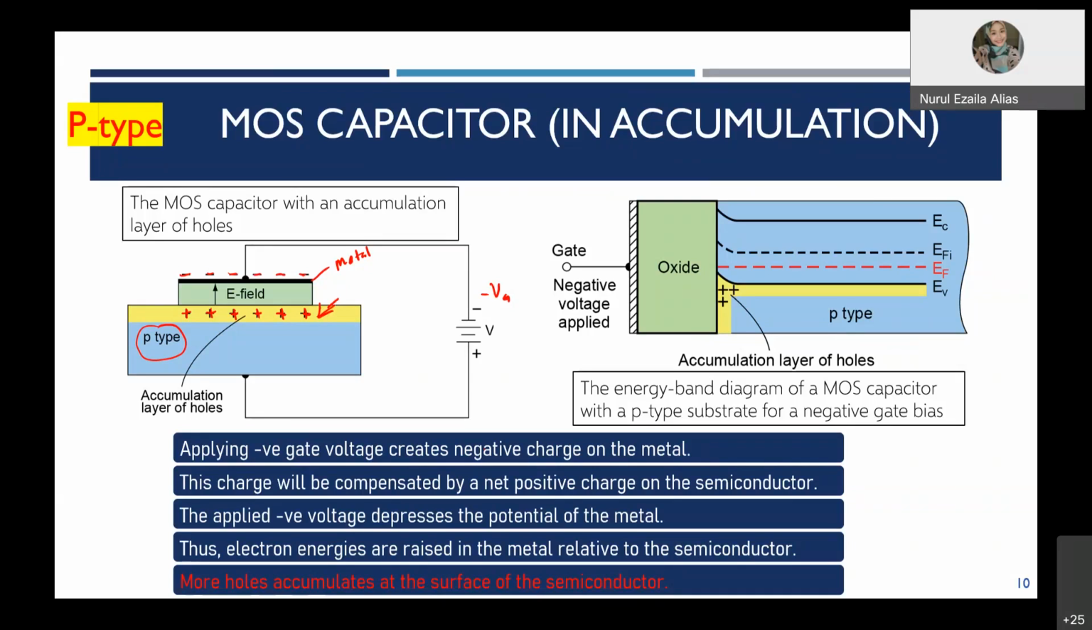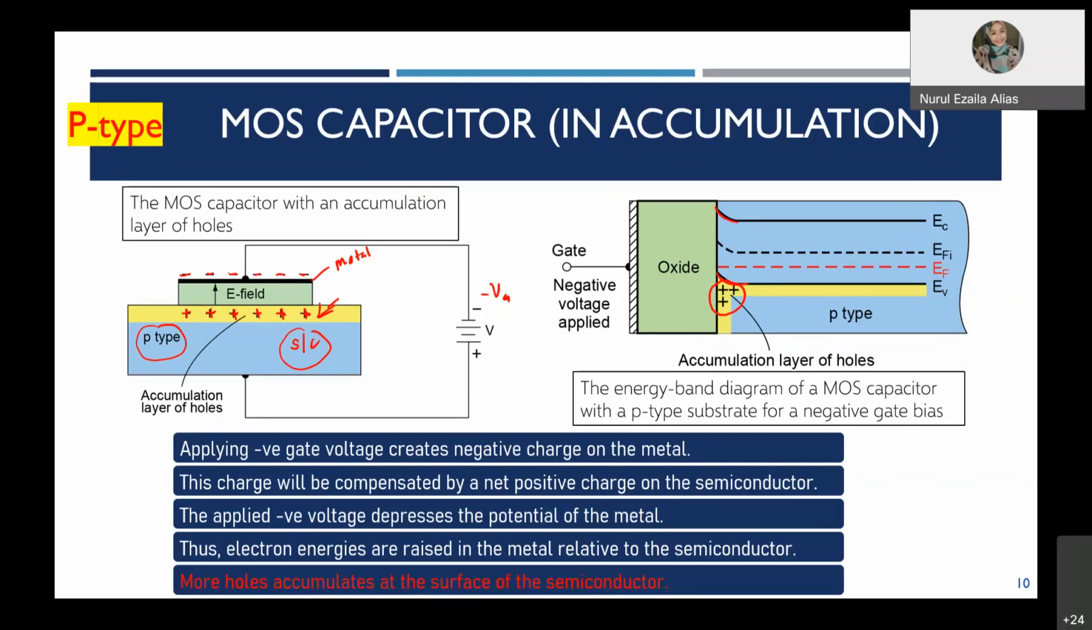Due to this, the electron energies are raised relative to the semiconductor. If we increase the voltage more, more holes will accumulate at the surface. So in the energy band diagram, we expect holes accumulated at this semiconductor. Therefore, the bending for the MOSFET in accumulation will be upwards like this. The Fermi level will be nearby the valence band, and the conduction band and valence band will move upward due to the accumulation of holes at the semiconductor.